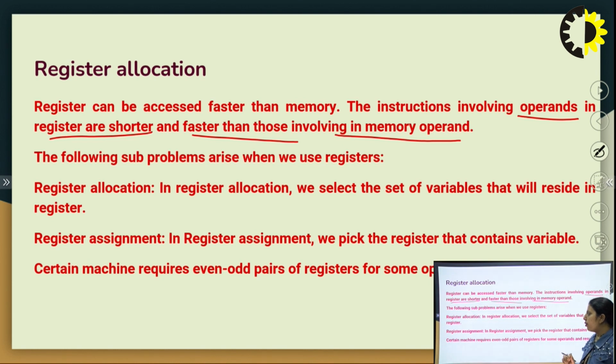First one is register allocation. In register allocation, we select the set of variables that will reside in registers. Another problem is register assignment, meaning which register has to be assigned for which instruction. In register assignment, we pick the register that contains the variable. Certain machines require even-odd pairs of registers for some operands and results. So most of the machines use odd and even pairs of registers instead of regular registers for operands and results.